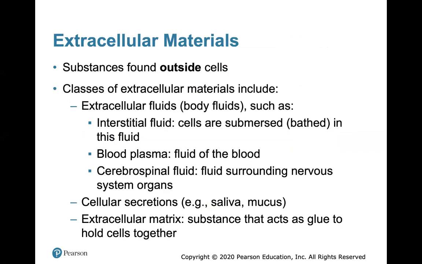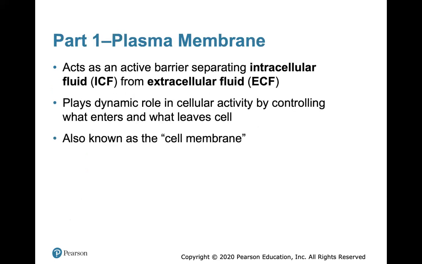Substances found outside the cells are what we refer to as extracellular materials. Classes of extracellular materials include extracellular fluids, like interstitial fluid. This is what cells are submerged or bathed in. Body plasma is the fluid of the blood, and the cerebrospinal fluid is fluid surrounding the nervous system organs. Cellular secretions are saliva and mucus that cells will secrete, and the extracellular matrix is the substance that acts as glue to hold the cells together.